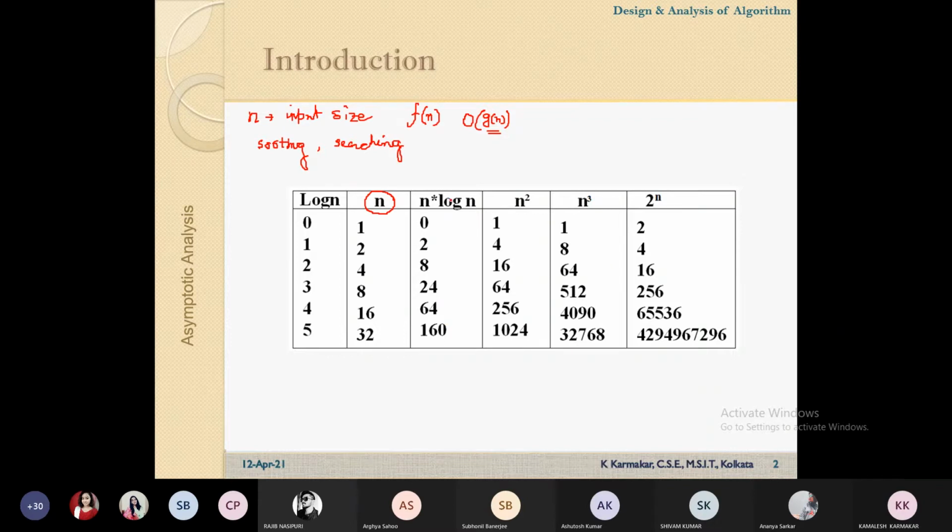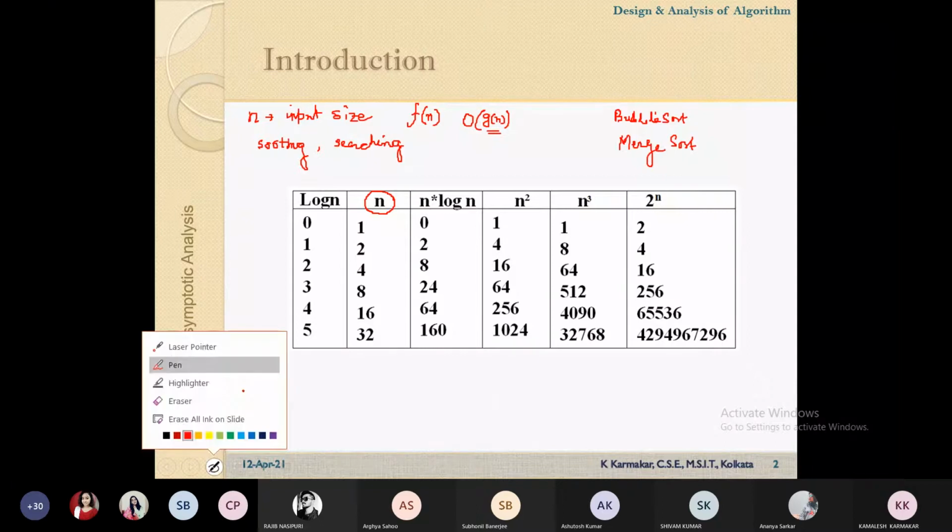Now, if we consider two algorithms, bubble sort, which we have already discussed, and another algorithm, merge sort. In case of bubble sort, what is the complexity of bubble sort?